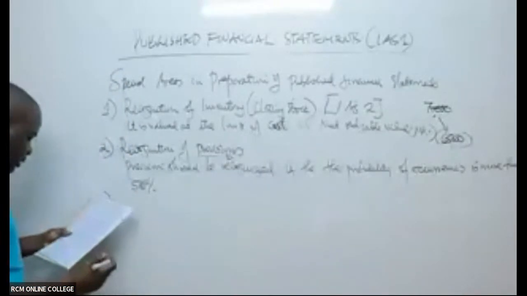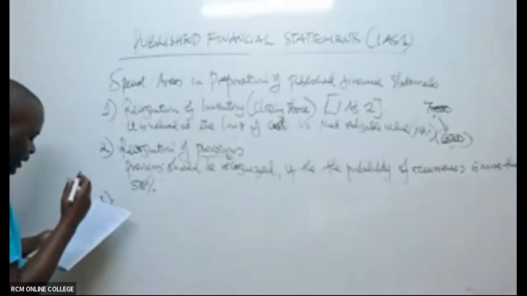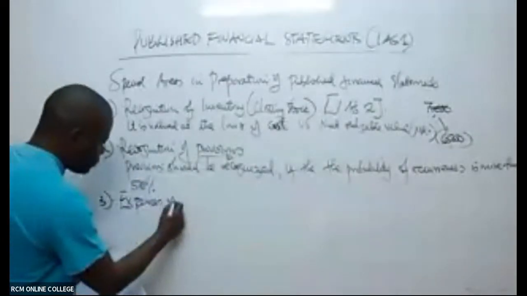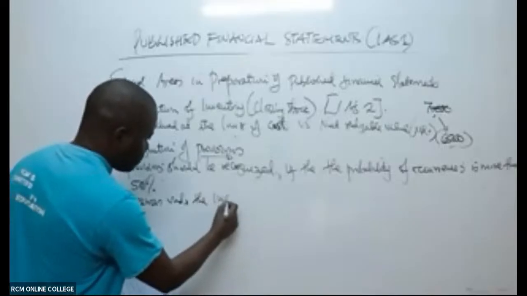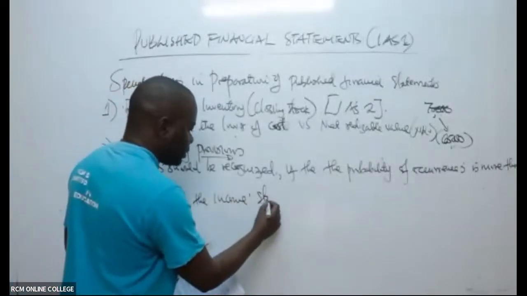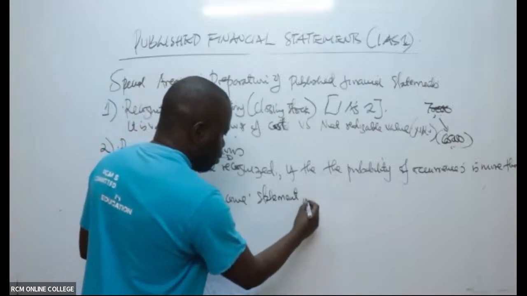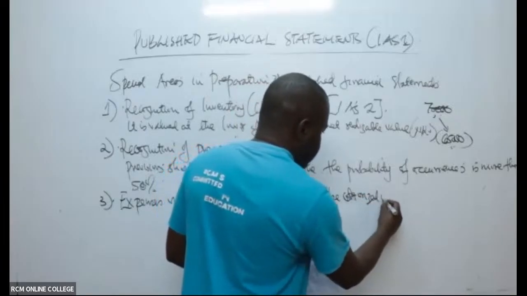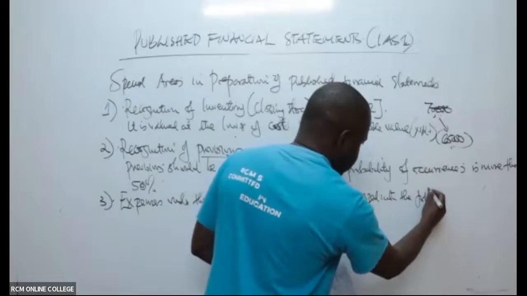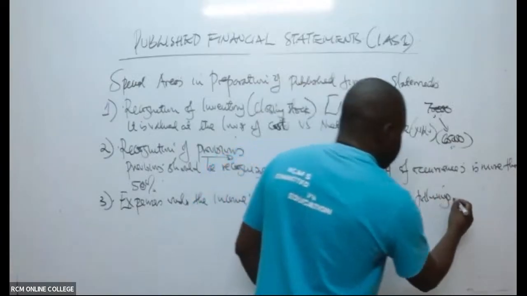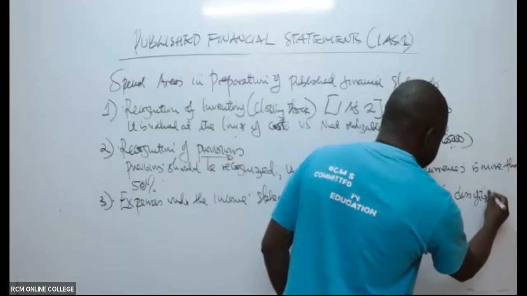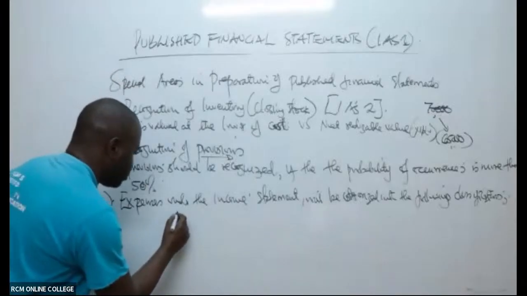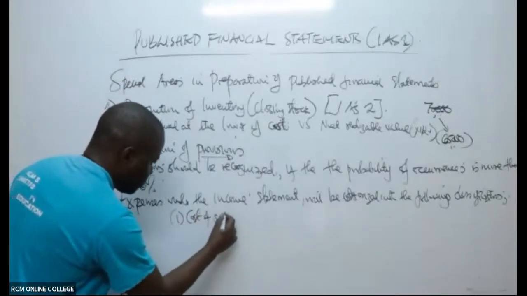So for the cost of sales, expenses under the income statement will be categorized into the following classifications. You'll be able to classify them like this. So you'll be able to have, for example, cost of sales. Cost of sales will be one figure. So you don't do the normal way we do it.